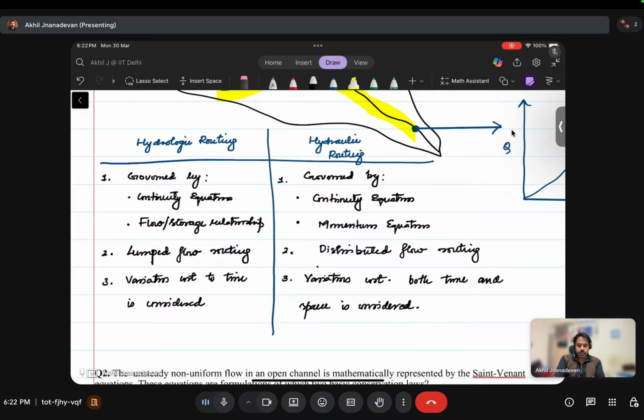So that's why it is called a lumped model, right? We can call it a lumped unsteady routing model. And in case of hydraulic routing, the variations with respect to both time and space are considered, which is called a distributed unsteady model. So the model is unsteady, that is, the variation with time is considered in case of both hydrologic and hydraulic routing, and the variation with respect to space is considered only in hydraulic routing. Understood?